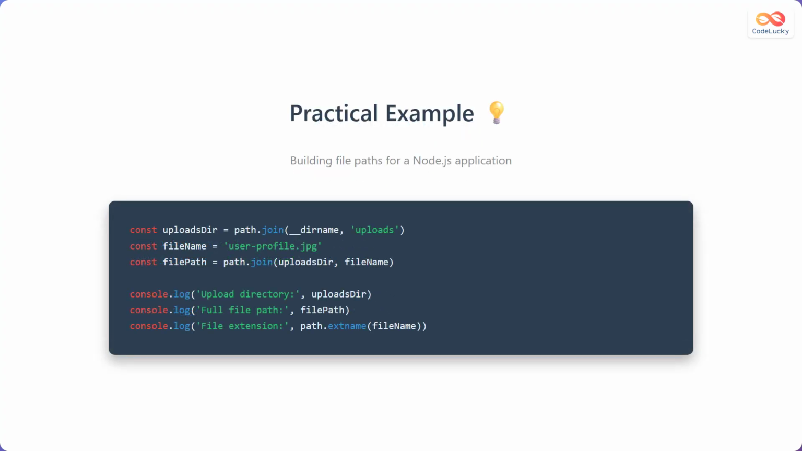Here's a practical example of how you might use the path module in a Node.js application. You can construct file paths by joining directory names and file names. For instance, you can define an uploads directory using path.join(__dirname, 'uploads'). Then construct the full file path by joining the uploads directory with a file name. This allows you to dynamically build paths in your application.